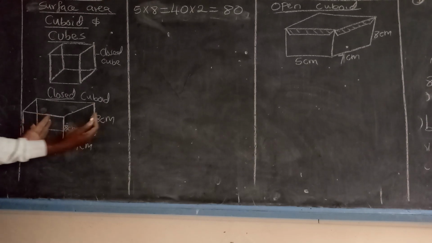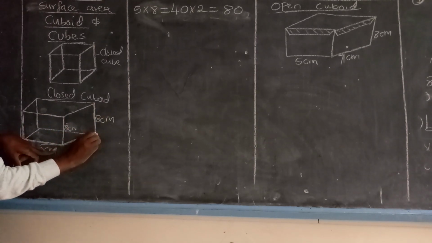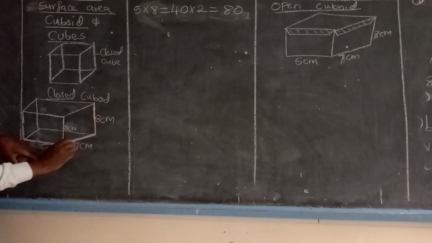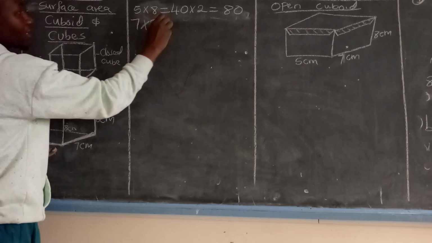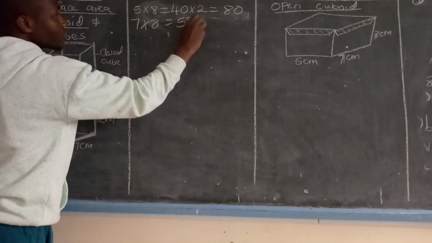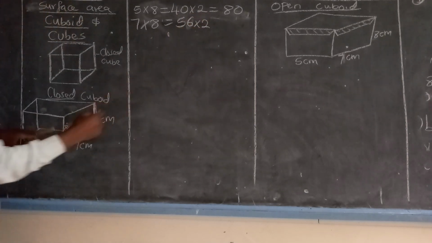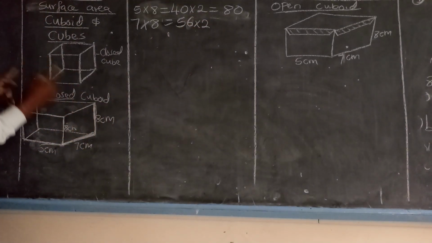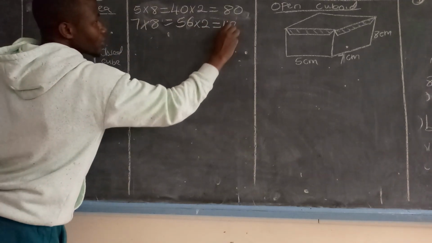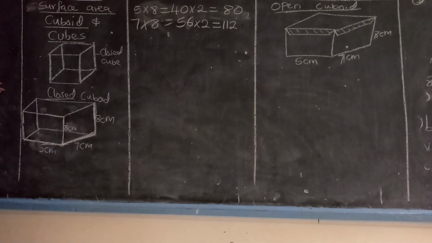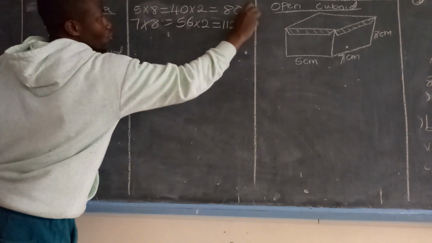Now, let's go to this side. It is 7 multiplied by 8. So 7 multiplied by 8 is 56. Multiplied by 2, because there is an identical one on the other side, you'll get 112. This is centimeter square, also here centimeter square.